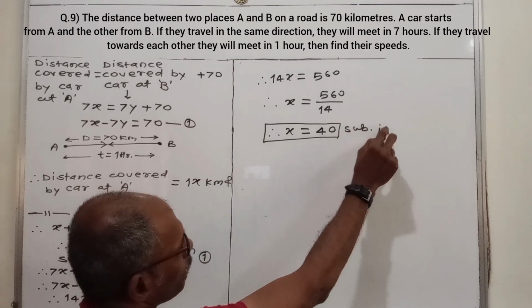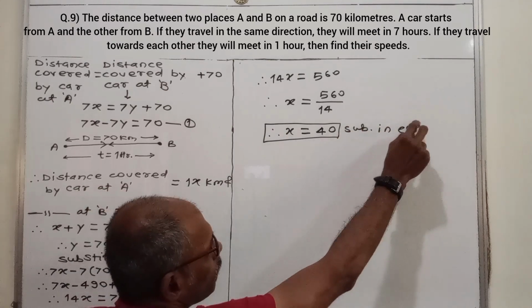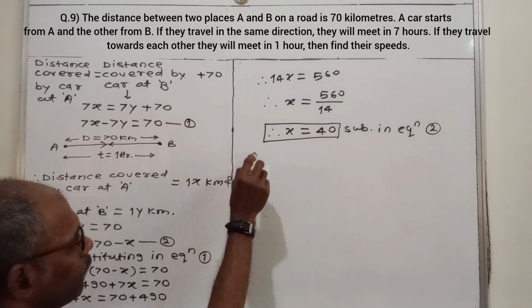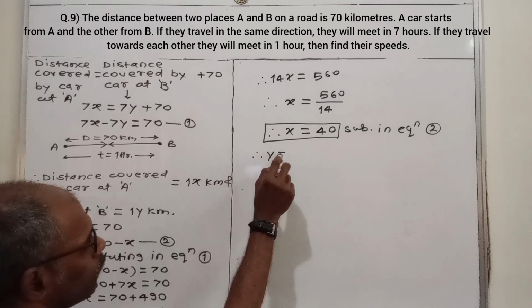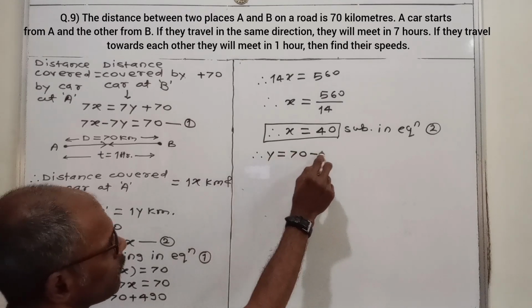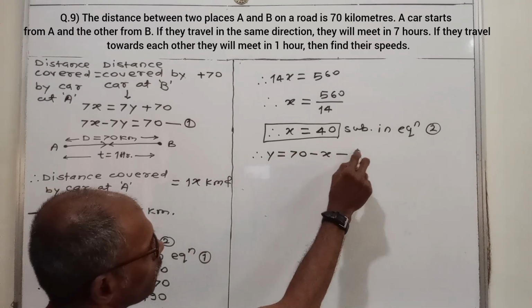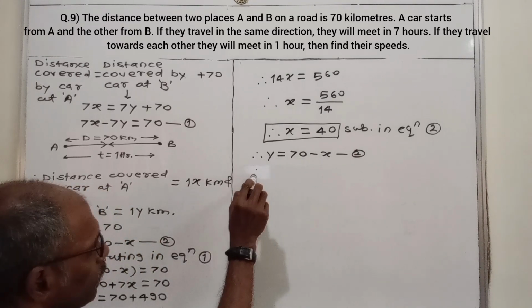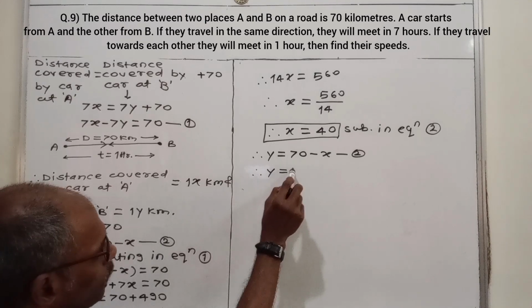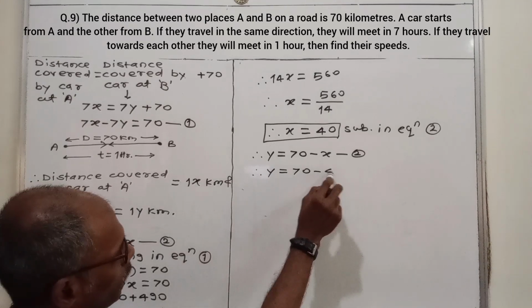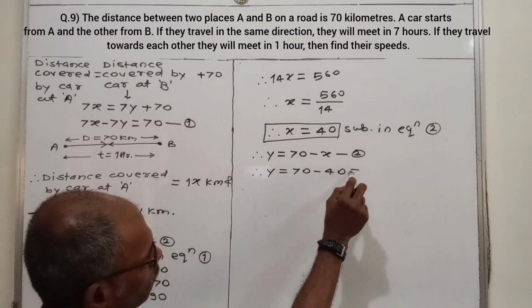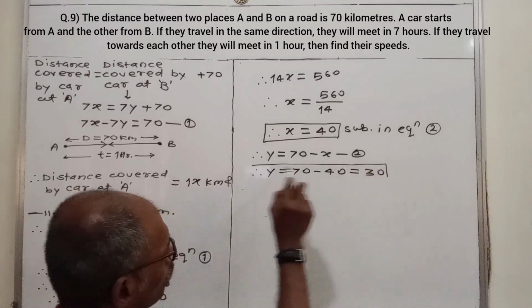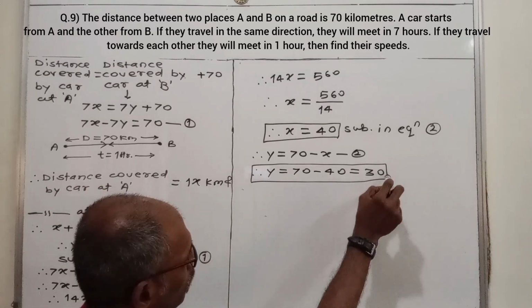Substituting in equation 2, simple. y is equal to 70 minus x. This is our equation number 2. Therefore, y is equal to 70 minus 40 is equal to 30. Means y is equal to 30.